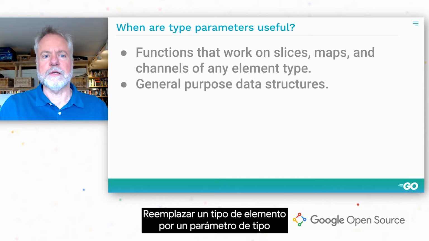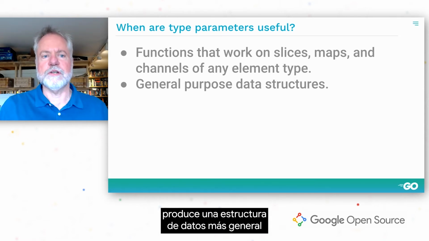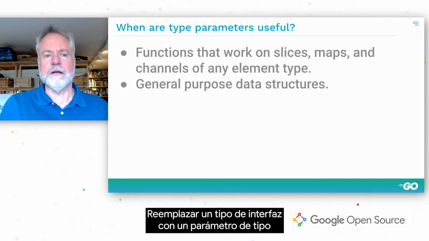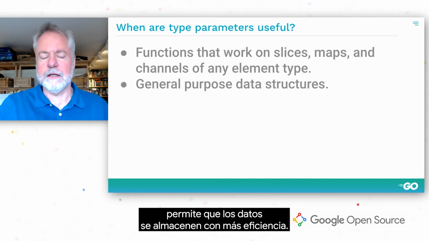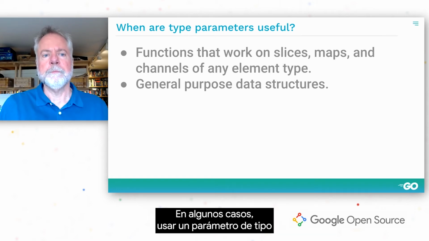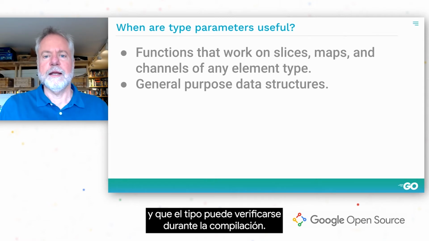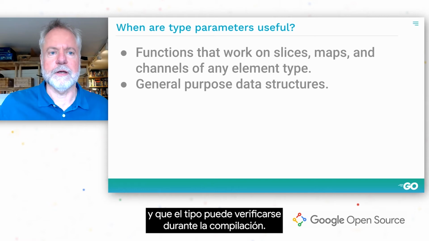Replacing a specific element type with a type parameter can produce a more general data structure that can be used in other parts of the program. Replacing an interface type with a type parameter can often permit the data to be stored more efficiently as well. In some cases, using a type parameter instead of an interface type can mean that the code can avoid type assertions and can instead be fully type checked at compile time.